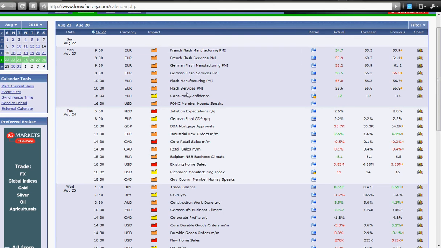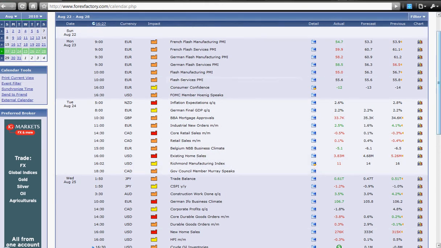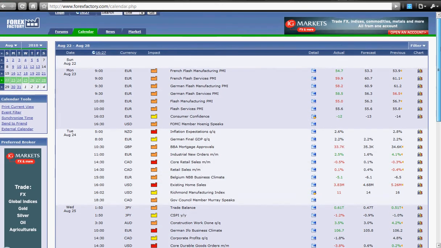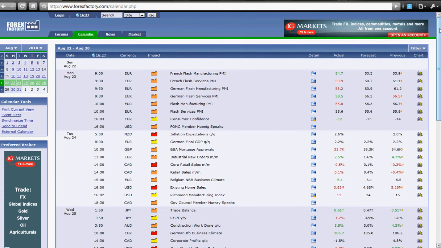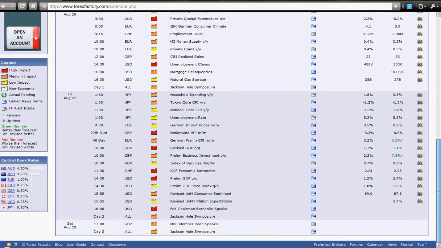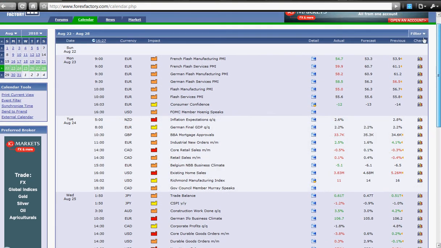You need to know what kind of data goes during the day, what kind of data reveals what is important, and what part of the world impact with this data the most. You see here on forexfactory.com we got full economic calendar for whole week. We can see what kind of indicators we will be shown during the week, during the specific days.